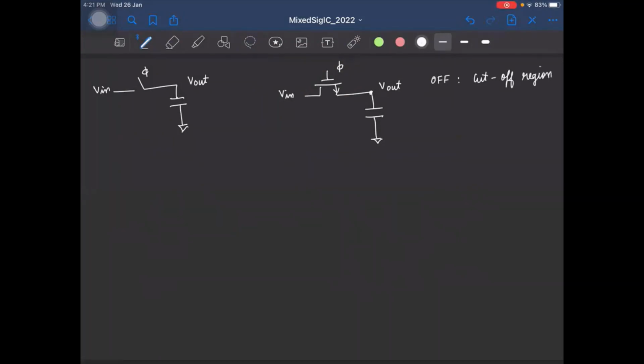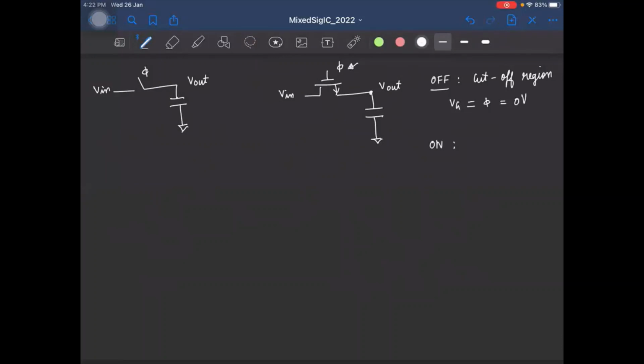And in the cutoff region, the gate to source voltage will be less than VT. So we need to make sure the gate voltage is the minimum voltage to make sure it's completely off, right? And since we will be operating from 0 to VDD, the gate voltage, which is the same as the clock signal phi here, will be 0, right?